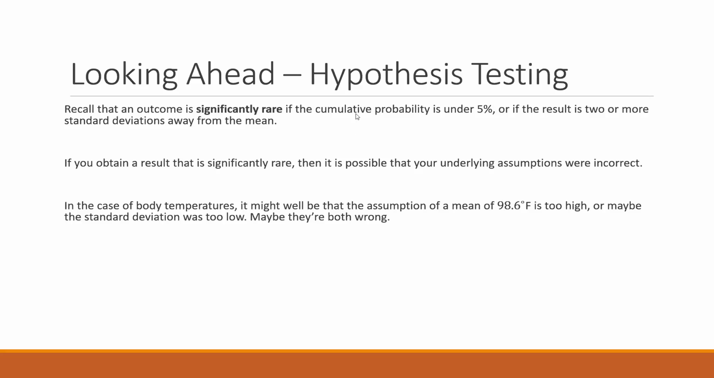Now, what we're going to get into with hypothesis testing is that means that either we just had something weird happen, or more likely than not, one of our underlying assumptions was incorrect. So it could be that this 98.6 degree mean temperature is too high, or it could mean that our standard deviation was too low. Maybe they're both a little wrong. We don't know how wrong it is, but we've got some evidence now to say it's not all right.